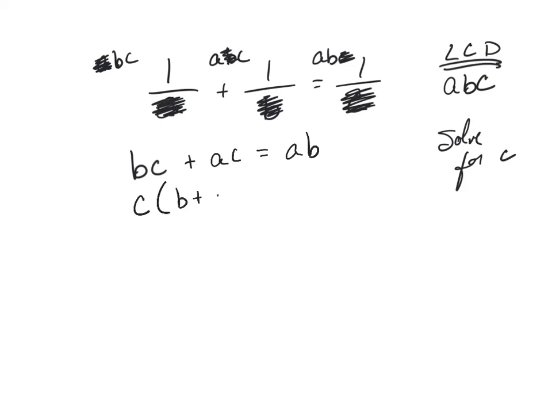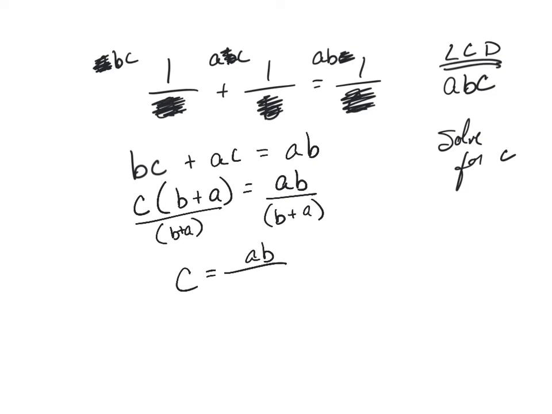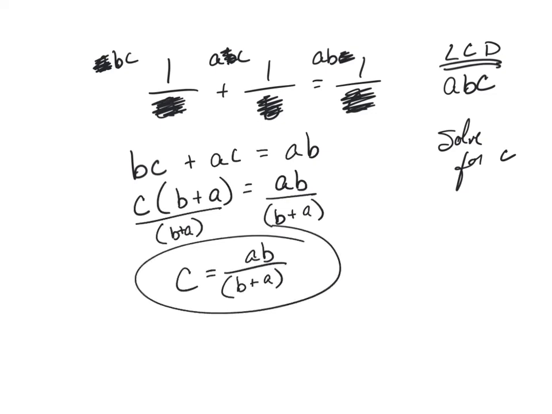You have B plus A equals AB. And now it's one term and one term, so I can just divide. Remember, you can get rid of factors by division. B plus A. I don't know why I wrote it so small. B plus A. And then my answer is C equals AB over B plus A. And that is the answer.